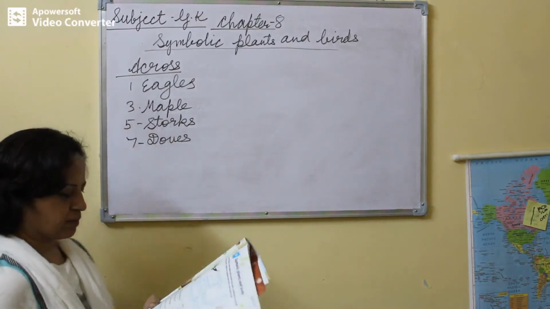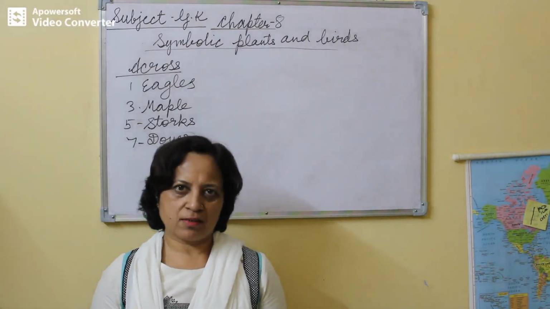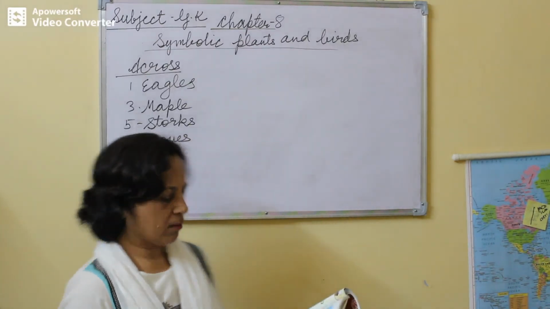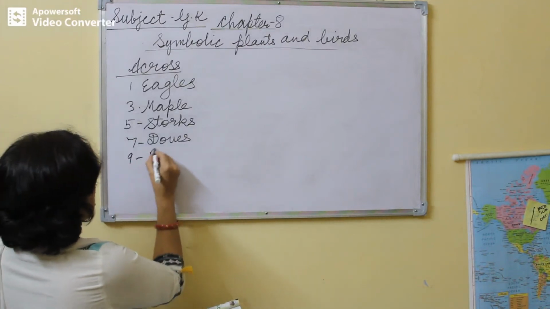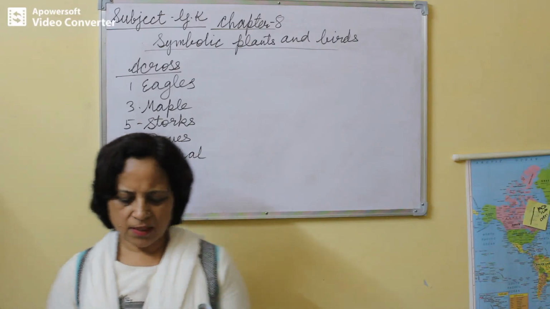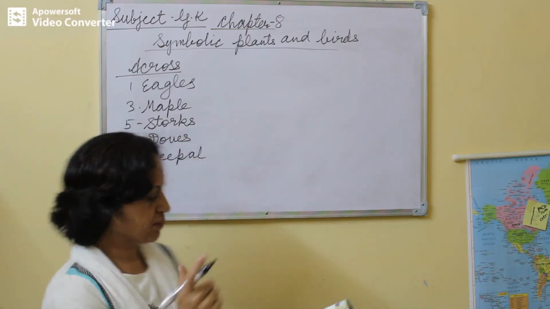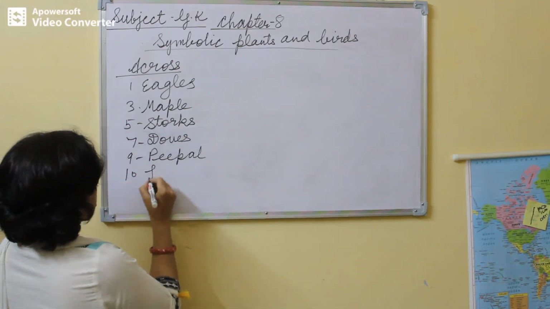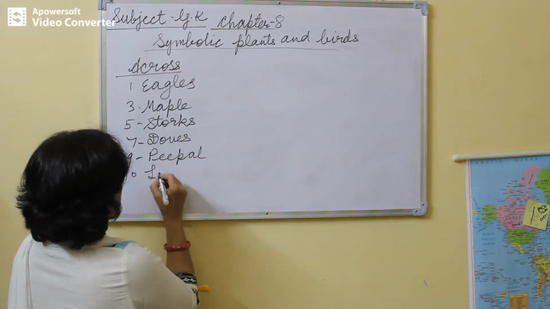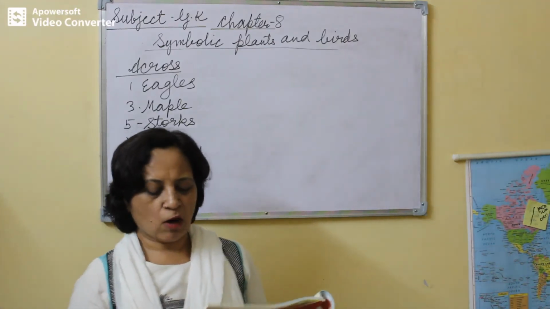Then seventh. Ninth, this tree is sacred to the Buddhists. And answer is peepal, PEEPAL. This is the national flower of India and you all know, I think, it is lotus. LOTUS, lotus. Now down puzzle.